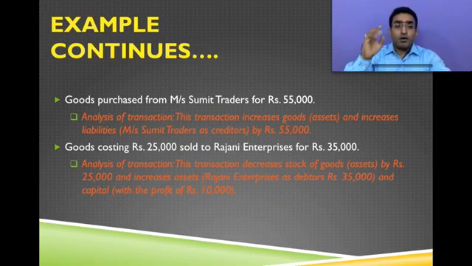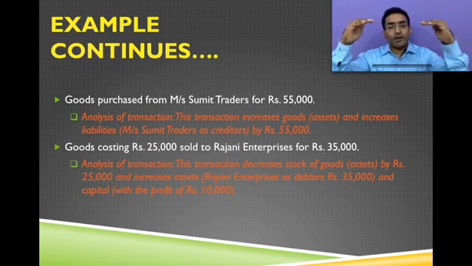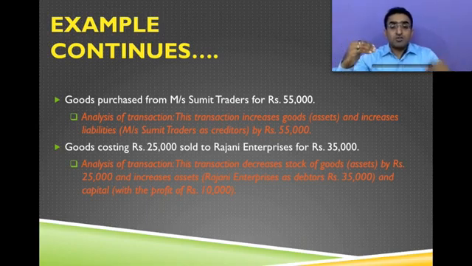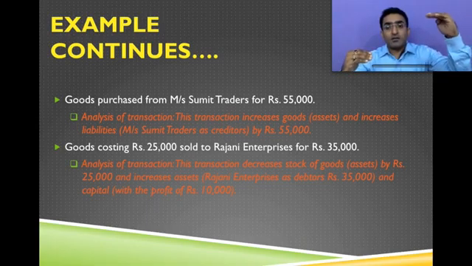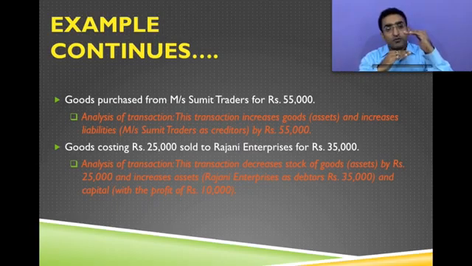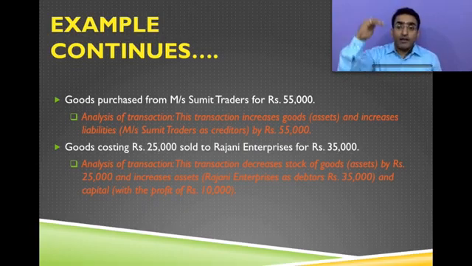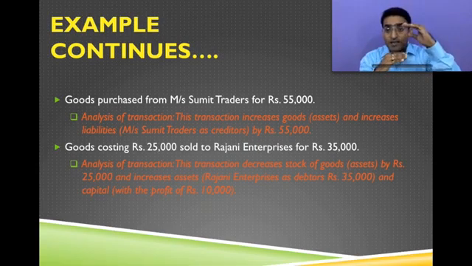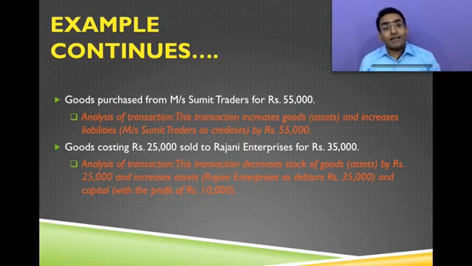Good. Now you purchase goods from Sumit. What happened? Goods are increasing. Simultaneously, your liabilities are increasing. Then goods of rupees 25,000 sold to Rajani Enterprises for 35,000. There's a 10,000 rupees profit. What is happening? Goods reduced by 25,000. Rajani Enterprises debtors increased by 35,000. And the margin 10,000 rupees, what happened to that? That 10,000 is your profit. It will increase your capital.